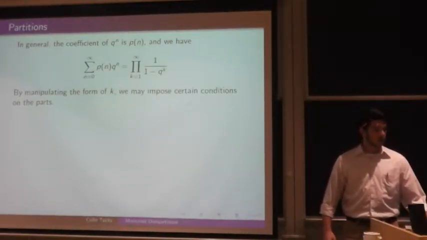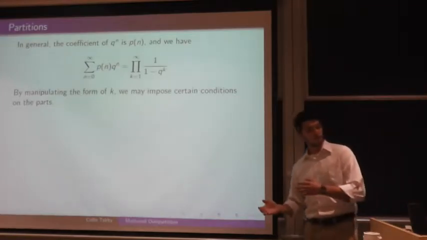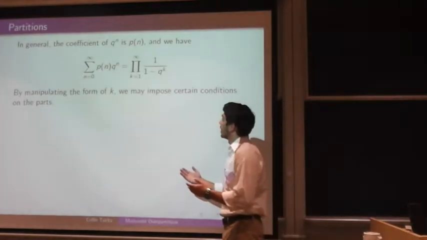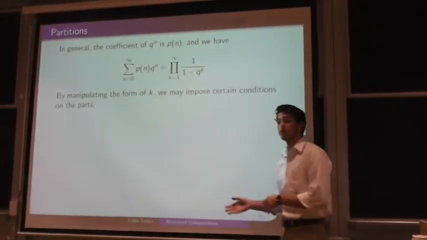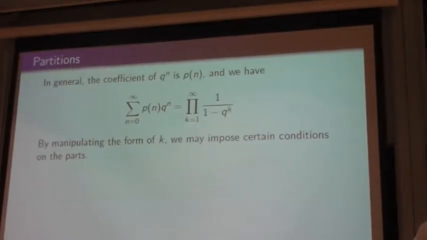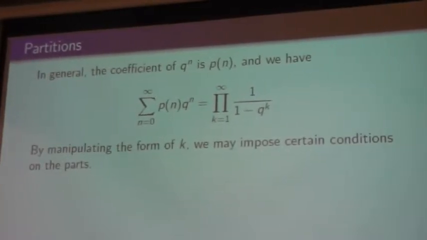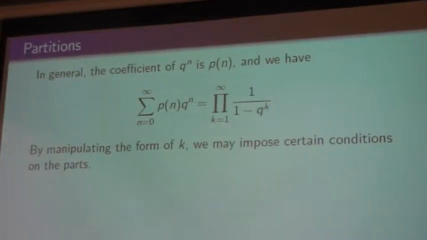So in general, when we consider this, we can say that the coefficient of q to the n is P of n. Like we said before, the coefficient of q to the fifth is P of five, or the number of partitions of five. Now, we can manipulate the form of k and impose certain conditions on these parts.